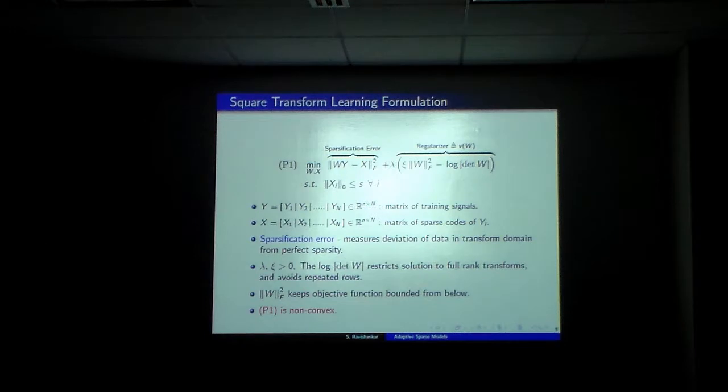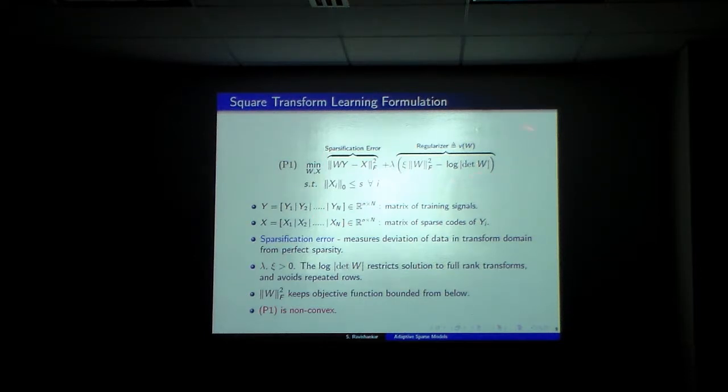And what are we given, first of all? We are given a bunch of training signals. The matrix Y over here is just a concatenation of numerous training signals. You want to learn a transform W that sparsifies or approximately sparsifies this training data Y. And X here denotes the matrix of sparse codes. So the columns of X denote the transform sparse codes of the columns of Y. The first term in this objective function models the transform domain residual, or the modeling error in the transform model. And you want to minimize that in order to learn a good transform.